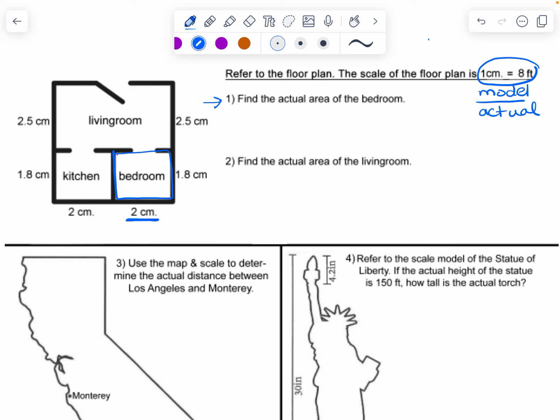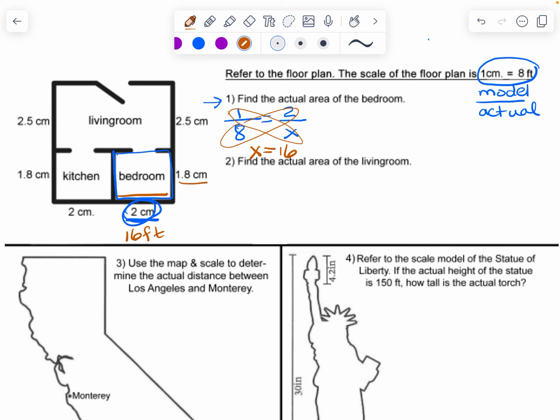So on our scale that they gave us, 1 centimeter on the model is 8 feet in real life. That equals 2 centimeters right here on the model. We want to know how many real life feet that is. Now, sure, you could do that probably in your head, but of course, like always, I'm preparing you for harder problems. So let's set up a proportion. We're going to do cross products, which means we multiply across. So we have x times 1 is x, and 2 times 8 is 16. So this is real life 16 feet from here to here.